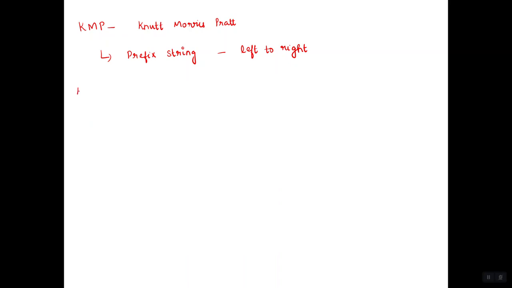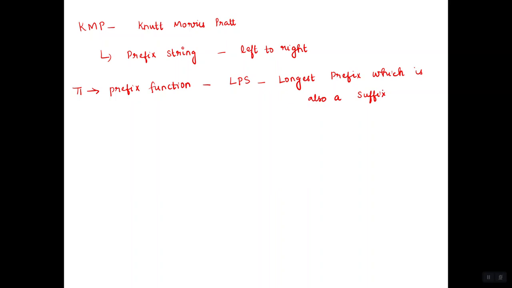Here we are going to make use of a variable called pi. This is referred to as a prefix function. There is another name for this particular function, it is referred to as LPS. LPS is the longest prefix which is also a suffix. Based on this LPS only we are going to perform the string matching algorithm.